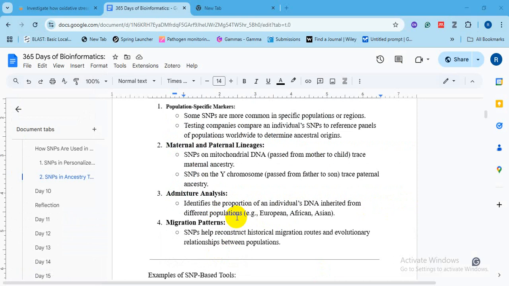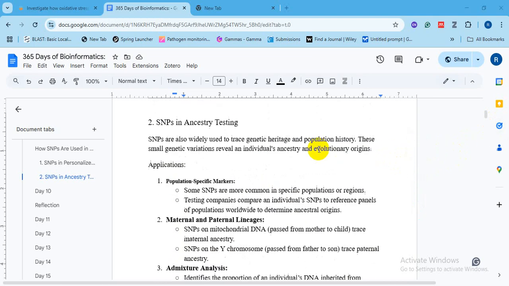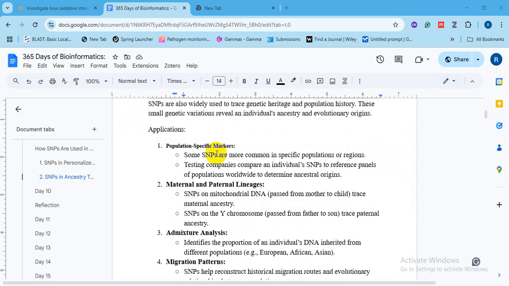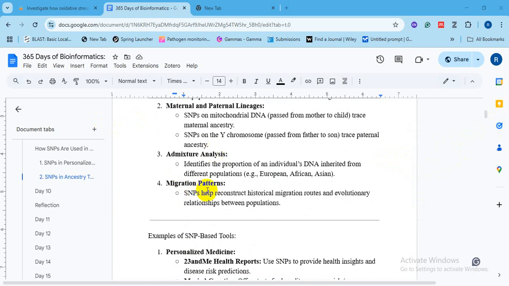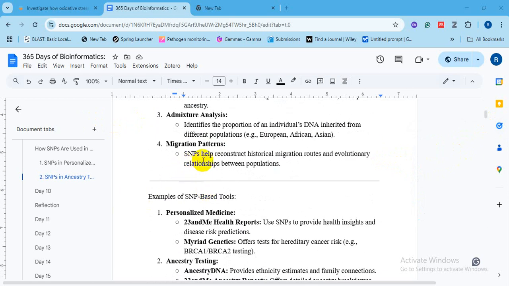Okay, this was a side research about the meaning of admixture analysis. Now, going back to how SNPs are used in ancestry testing, number 4 is migration patterns. SNPs help reconstruct historical migration routes and evolutionary relationships between populations.